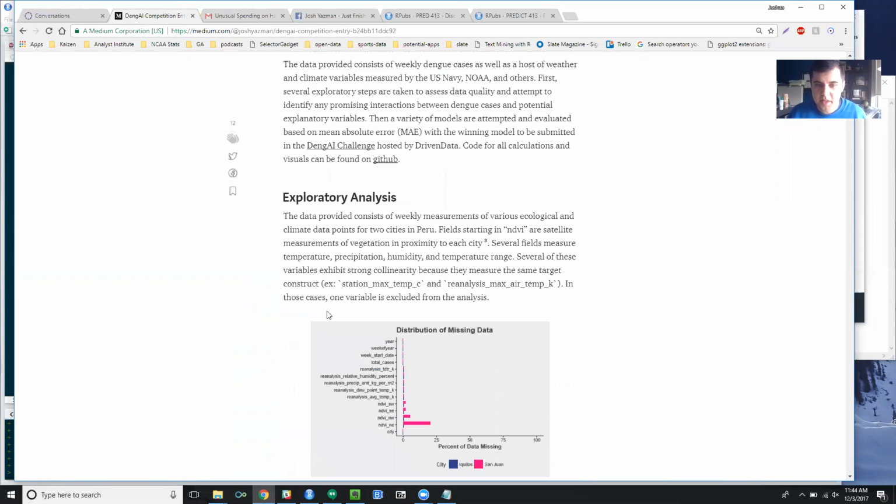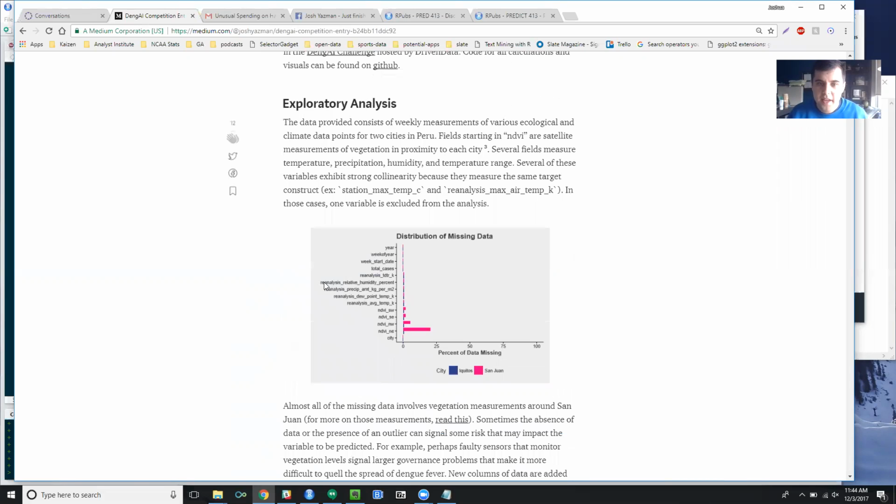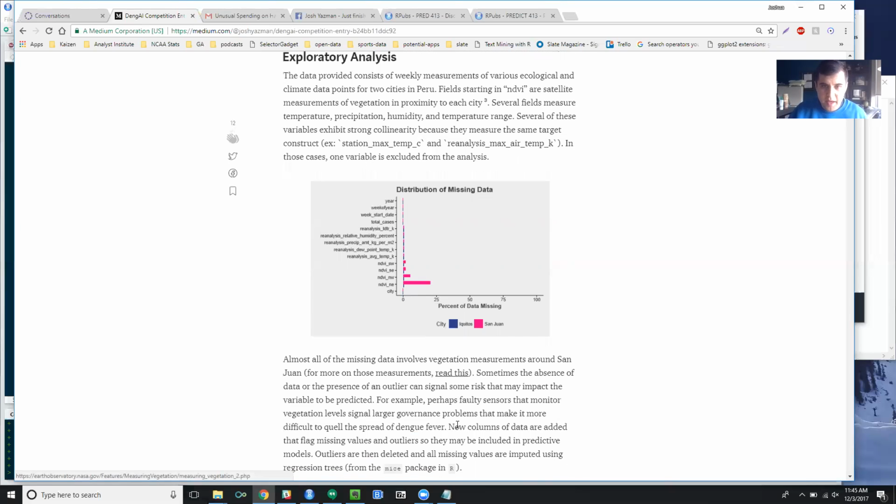So just to talk through some of the exploratory analysis that I did, I looked for missing values. There were a lot of missing values around the vegetation metrics in San Juan. That was the only place where there were really a ton of missing data points. I found a really great explainer, if you want to go to the Medium page where I wrote this and check out this link. It's a great explainer on how those vegetation metrics are taken.